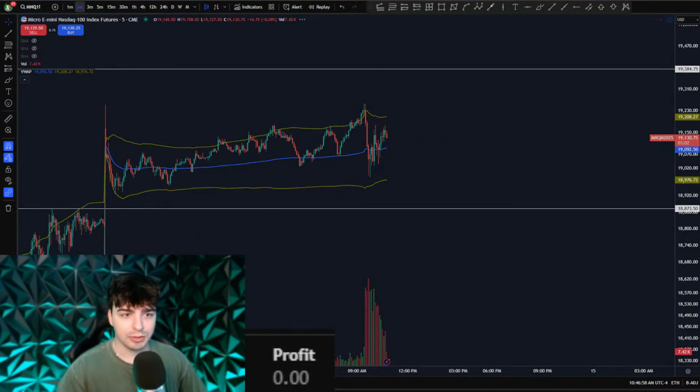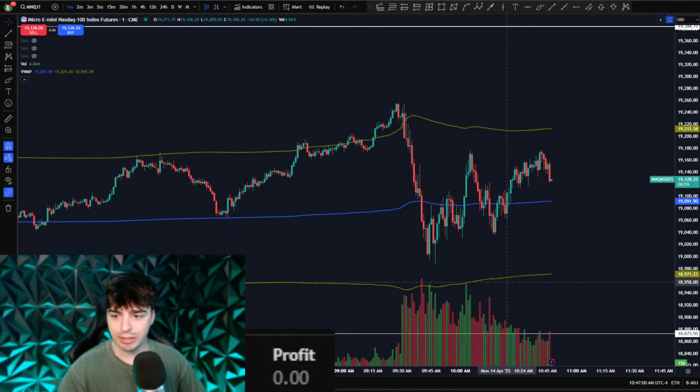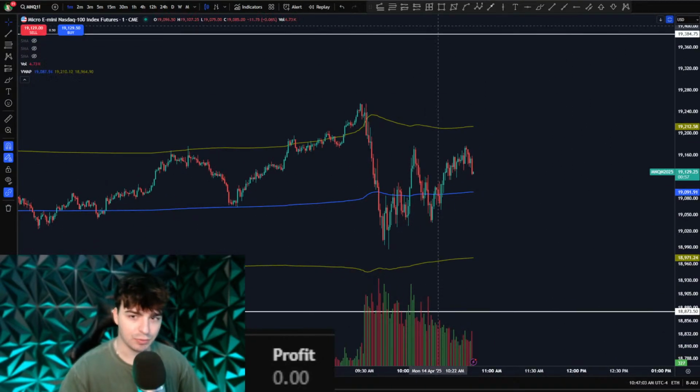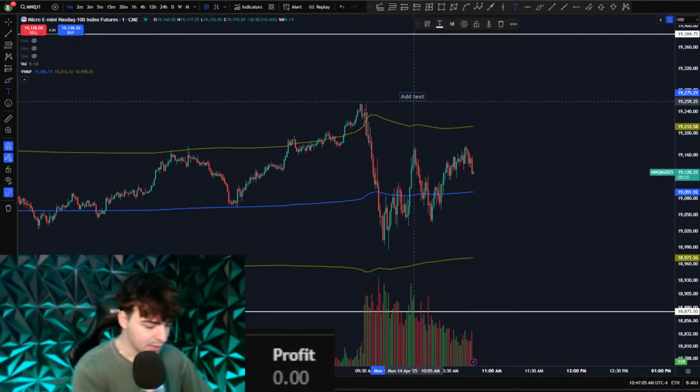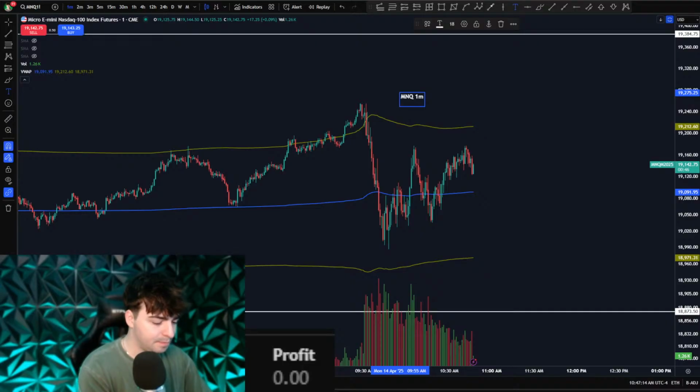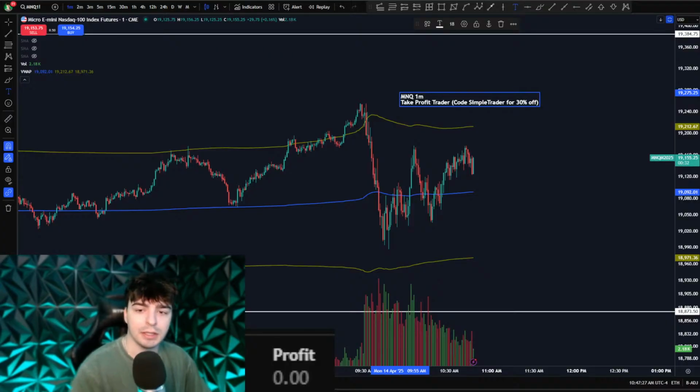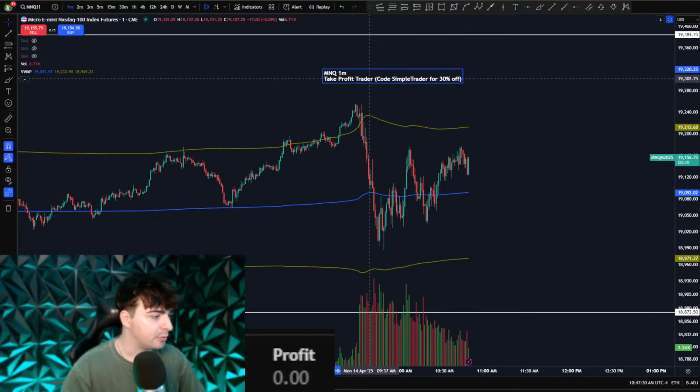All right, now let's take a look at the overall intraday trend. This is the 1 minute time frame. Let me write it out again. NQ 1 minute, or MNQ, 1 minute time frame. Take profit. Trader. 30% off. And I always forget what we put on that third line, but whatever.